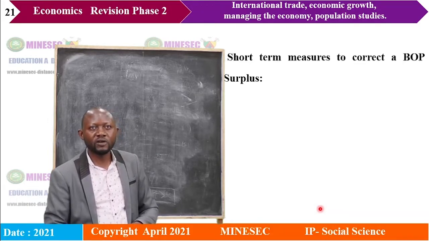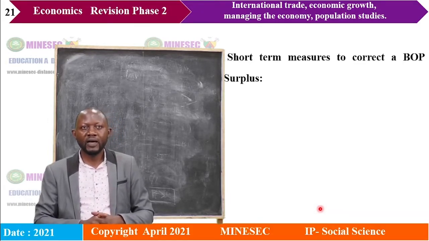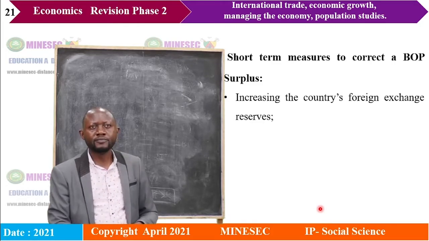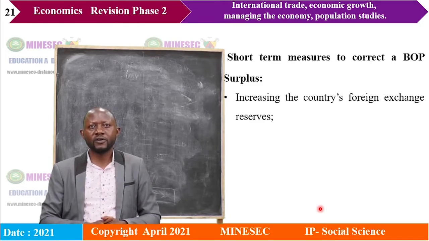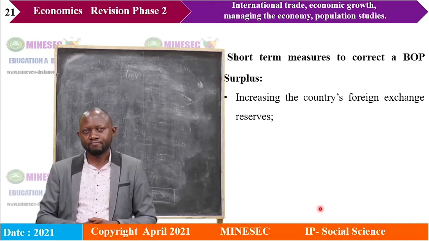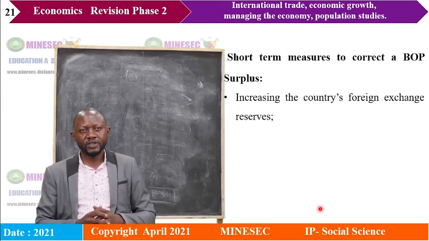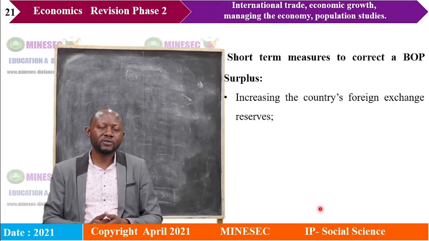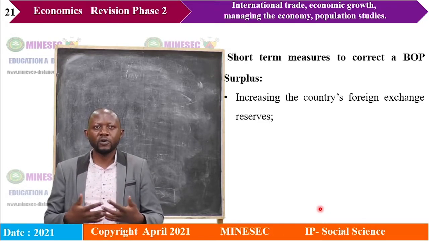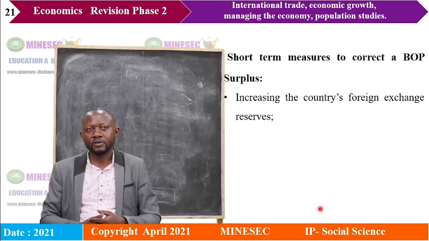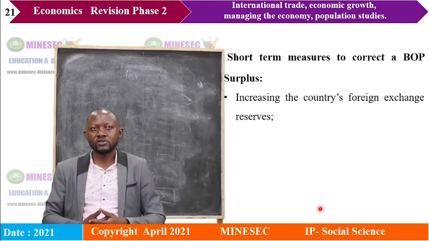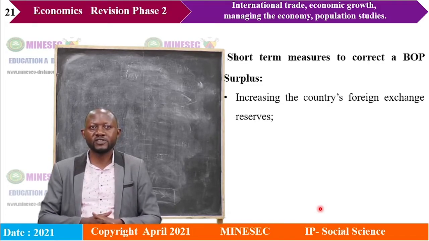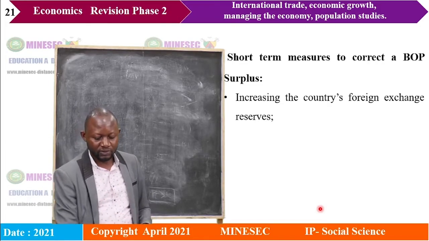Let's look at short-term measures to correct a balance of payment surplus. We'll start with increasing the country's foreign exchange reserves. Foreign exchange reserves should be increased. Because the idea of correcting a surplus is that you need to distribute the surplus so as to get a balanced situation. So an increase in the foreign exchange reserve is going to do that.